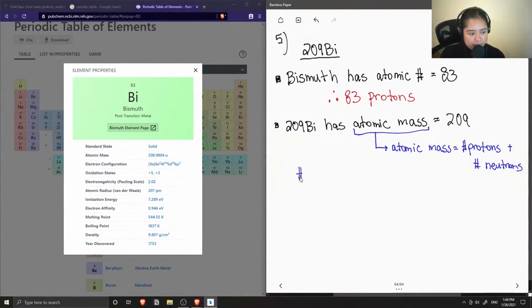So number of neutrons is equal to atomic mass minus your number of protons. So we know both of these values. We know the atomic mass is 209, and we also know our number of protons is 83. So therefore, the number of neutrons is 126.